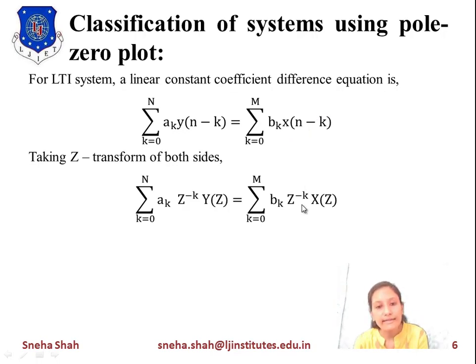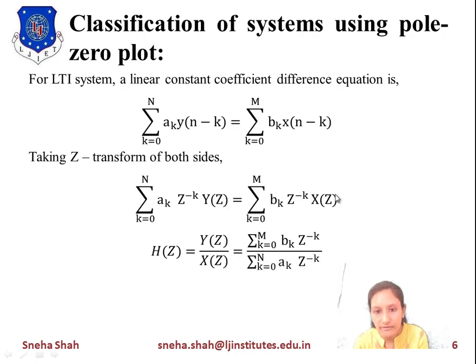Now if we find h of z, it becomes output upon input. So h of z equals y of z upon x of z, and its value is: x of z goes to the other side along with the summation. The final value equals summation k equals 0 to m of bk z raised to minus k, divided by summation k equals 0 to n of ak z raised to minus k.